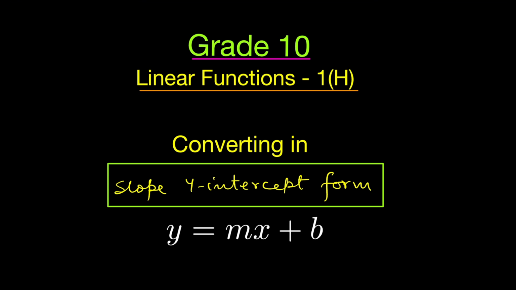So in this video, we will learn how to convert the equation into slope y-intercept form, y equals mx plus b, so that once we convert it in this form, we will be able to figure out the m and the b value.